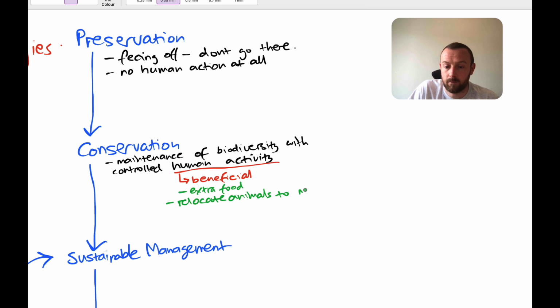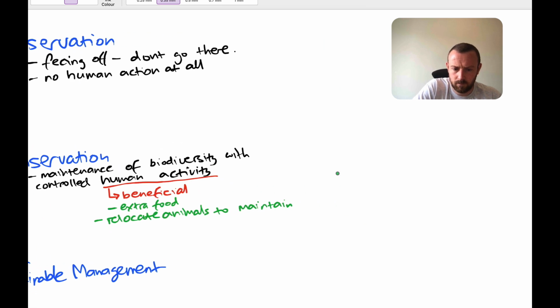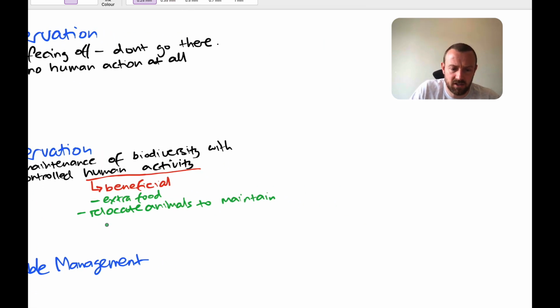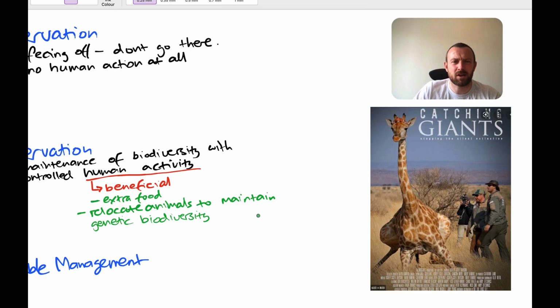To maintain, I'm going to zoom in, to maintain genetic biodiversity. So I watched a program a few years back about catching giraffes and relocating them hundreds of kilometers away in different parts of Africa because there was low biodiversity in one reserve. They had to catch these giraffes, which was really difficult, tranquilize them, put them in a van, and carry them very carefully to a different reserve to try and maintain the genetic biodiversity. So that could be something they're doing.